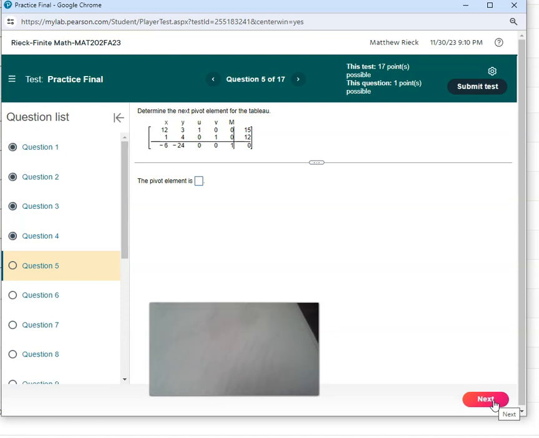All right. That's probably the longest question that we'll have on this. So again, pivoting is kind of how you go from one solution to the next. All right. So you have X, Y, U, V, M. So we have 12, 3, 1, 0, 0.